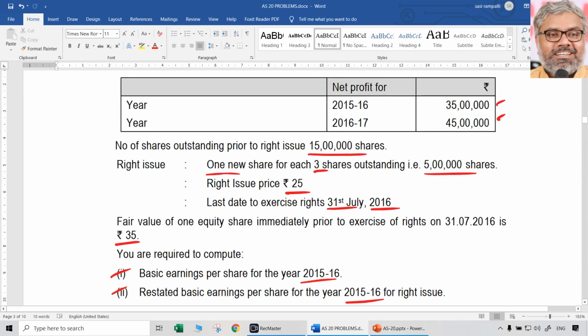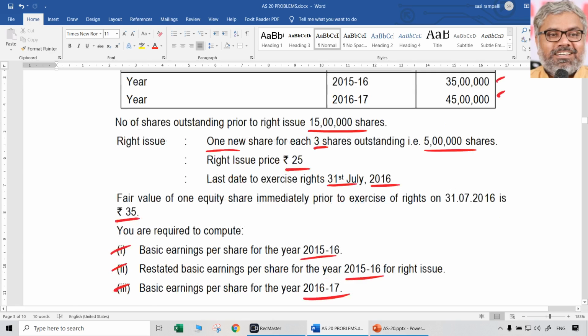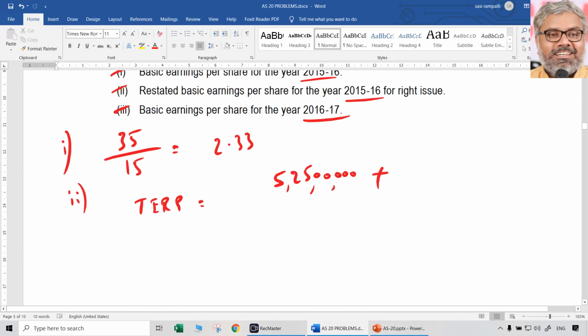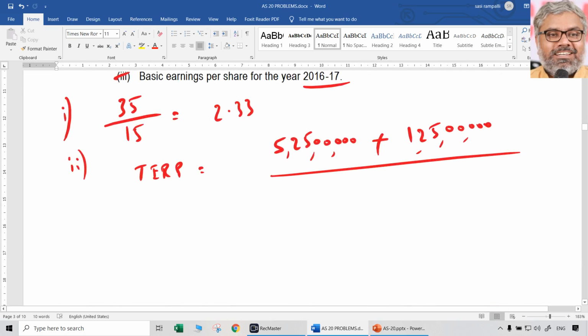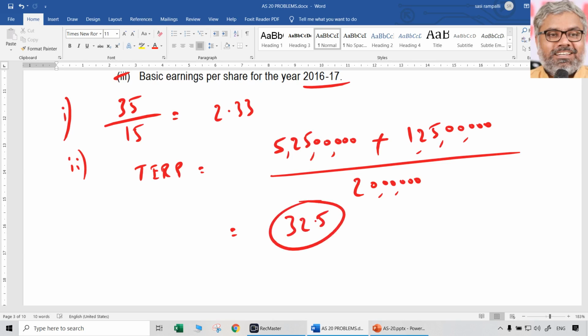Plus rights issue proceeds. Rights issue proceeds will be 5 lakh shares, each share issued at 25 rupees rights issue price. That makes it 1 crore 25 lakhs. Divided by total number of shares including rights shares, 15 lakhs plus 5 lakhs, 20 lakhs. So what is the theoretical ex-rights price that you should calculate? Do this calculation: 5 crores 25 lakhs plus 1 crore 25 lakhs divided by 20 lakhs number of shares. 32.5 is the theoretical ex-rights price.